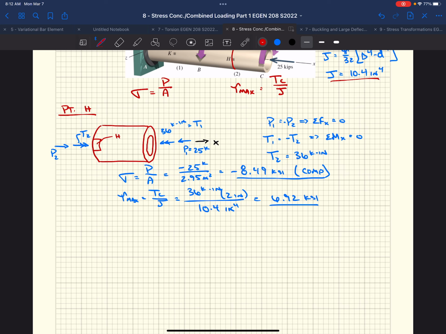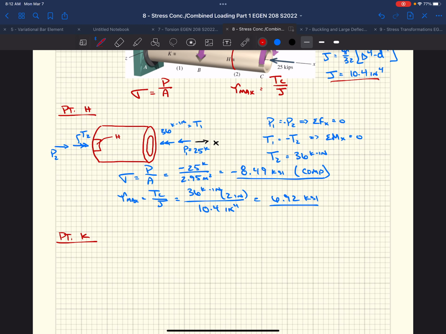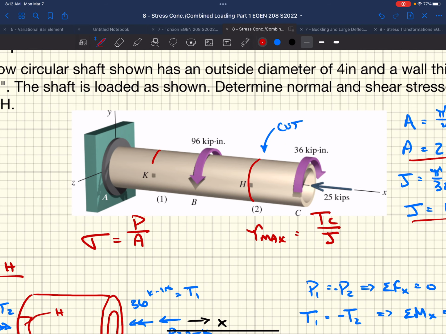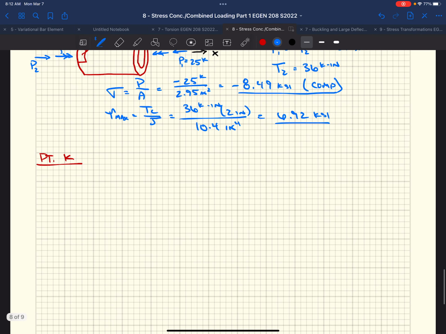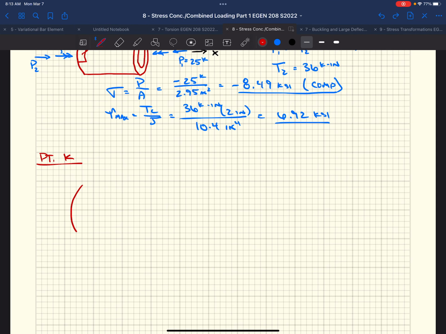If we look at point K now, well, we need to draw another free body diagram. In this case, I'm going to draw a free body diagram right there. I'm going to cut it and look at everything to the right, just like we did with the cut at point H. So if we go down here, I'm going to draw a little diagram. Oops, draw it in red. Do something like this.